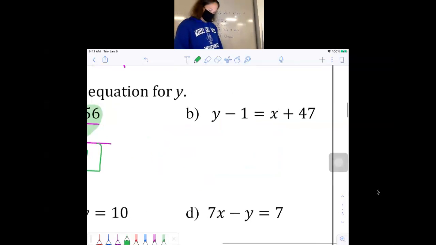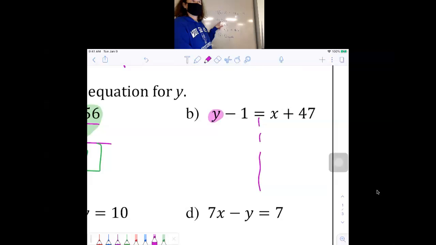So now I'm going to draw my line here. I'm going to highlight y. Do I have any parentheses to get rid of? No. Do I have any like terms? No, because y and -1 don't like each other. They have to have the exact same variable. X and 47 don't like each other. I don't have all of the y's on one side and everything else on the other side, so I need to get rid of this -1.